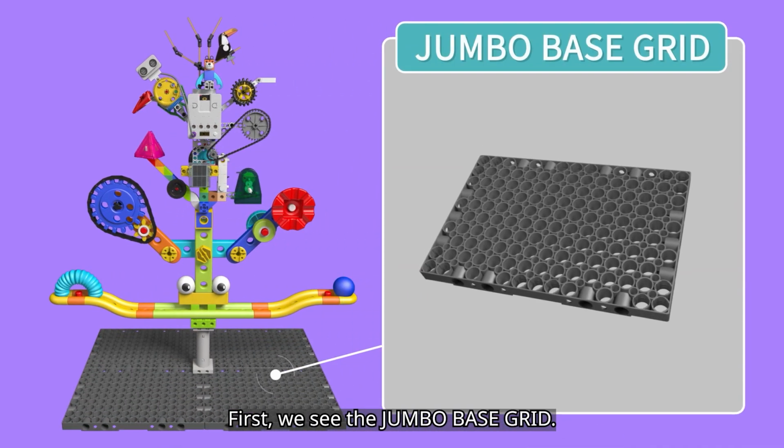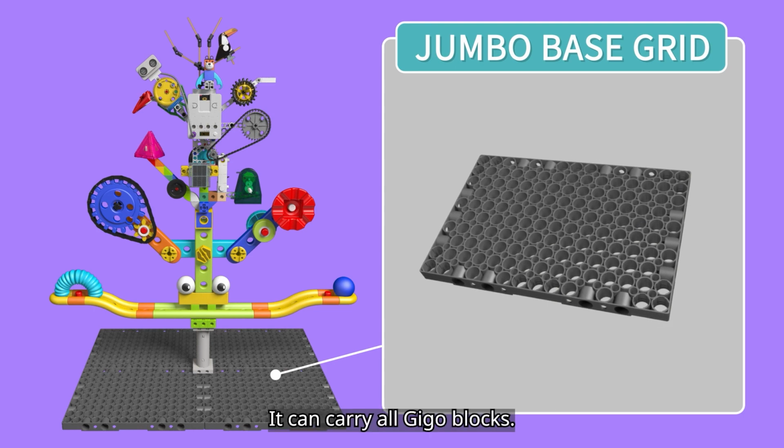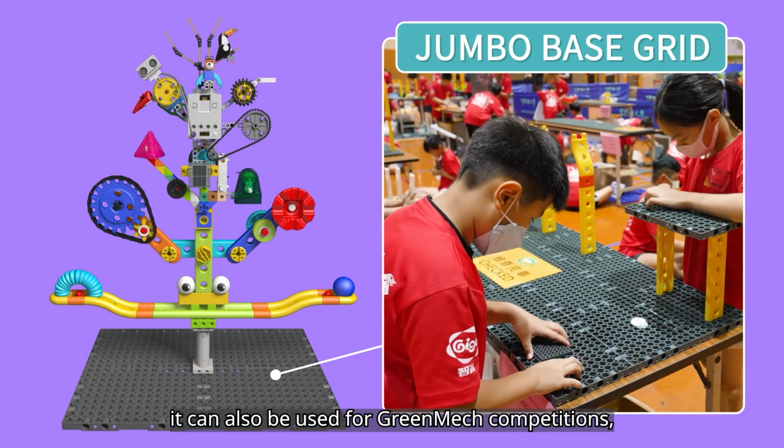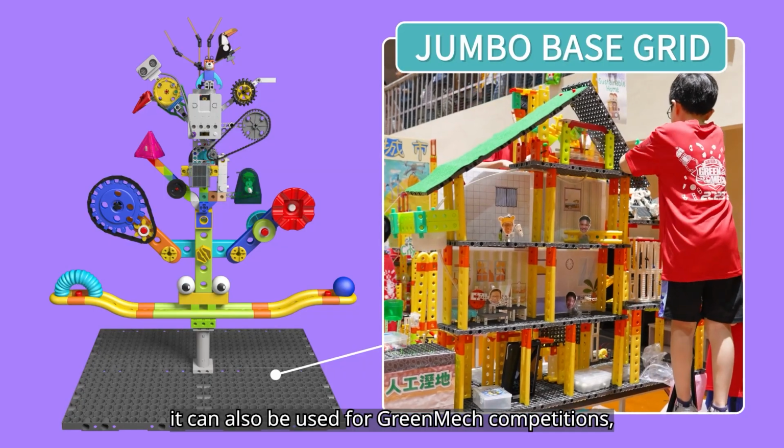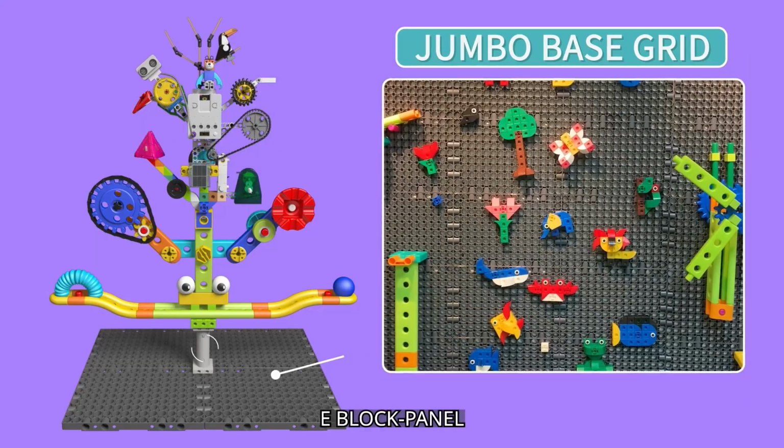First, we see the jumbo base grid. It can carry all Gigo blocks. In addition to carrying blocks, it can also be used for green mech competitions or for some wall decorations. E-block panel.